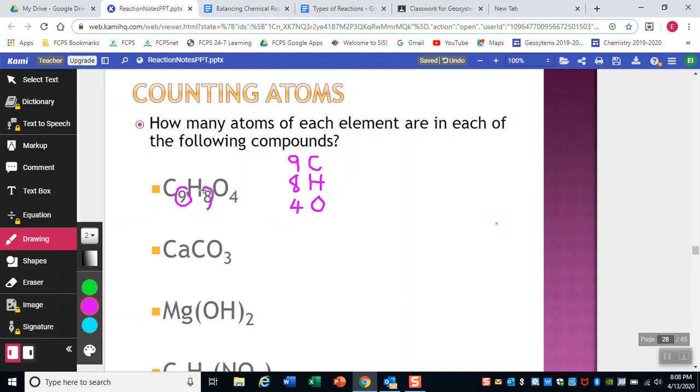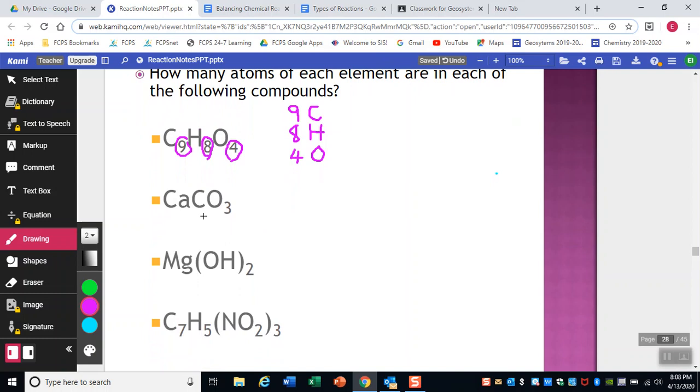All right. And then here I have calcium carbonate. So I have 1 calcium. I have 1 carbon, right? If there's nothing there, that means there's 1. All right, and this 3 goes just with the oxygen. So I have 3 oxygens.